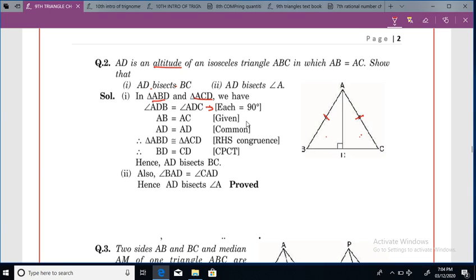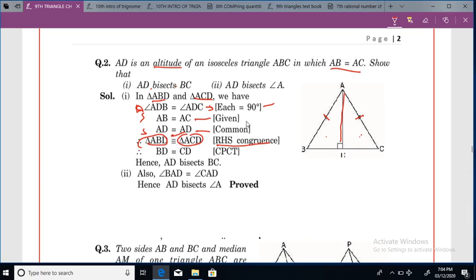Altitude must be perpendicular. Okay, so AB equal to AC. It is also given. The third one is AD, this side is common for both the triangles. So we write common here. By the angle-side property, or the first one is the 90 degree right angle, the second one is that AB and AC are hypotenuse, so the third one is a side. So by the RHS congruency rule, this triangle and this triangle are congruent to each other.